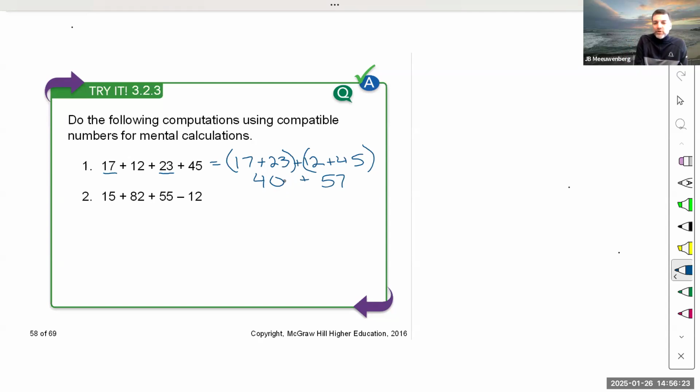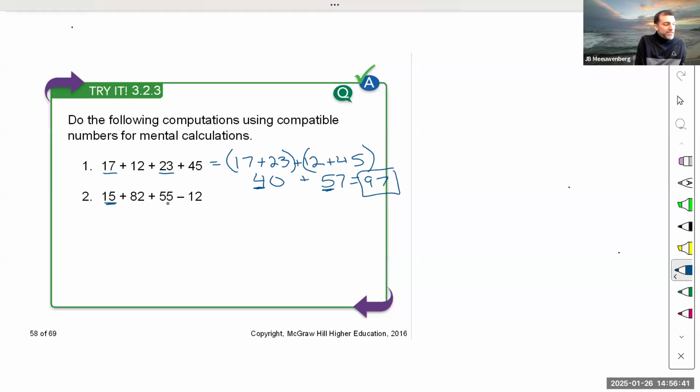Now, because we worked with that first pair well and we have a 0, all we have to do is add the 40 to the 50. Add the numbers in the tens place to get 90, and then we have 97 as our solution. So I'm wondering, is that the same thing that you did mentally? Let's take a look at the next problem.